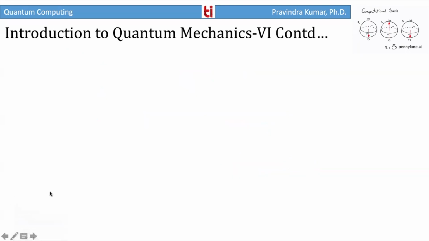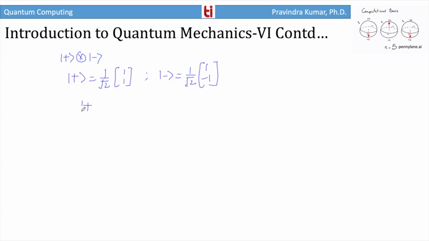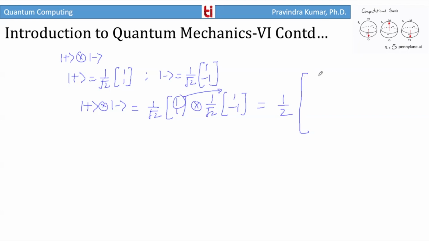Now similarly, find the tensor product of |+⟩ and |−⟩. You know |+⟩ is represented as 1/√2 [1 1], and |−⟩ is represented as 1/√2 [1 −1]. So the tensor product of |+⟩ and |−⟩ will be 1/√2 [1 1] ⊗ 1/√2 [1 −1]. So it is 1/2, multiplied with this matrix: 1, −1, 1, −1.